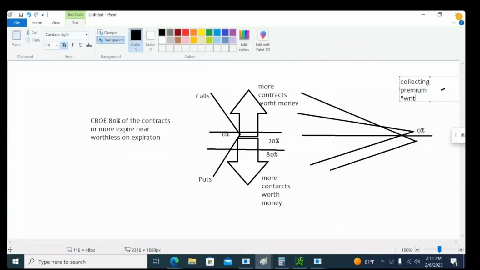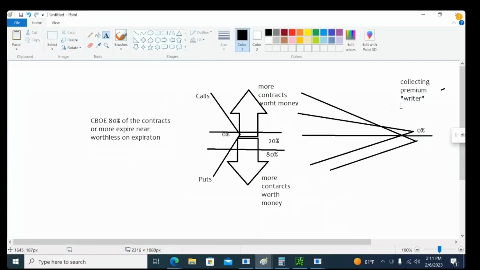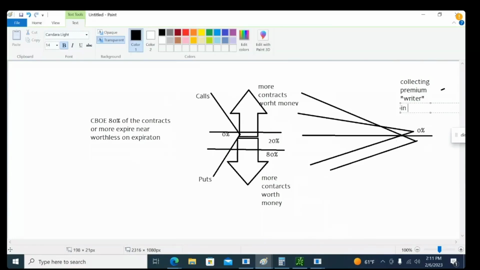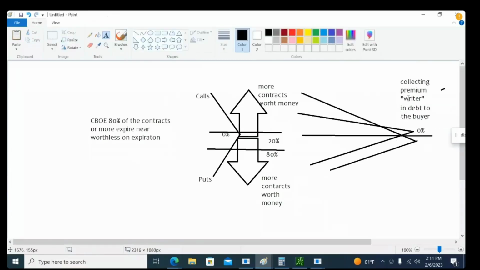So there's a rider over here that is in debt, like they're in debt to the buyer of the contract. Because it's a debt instrument, you sell it and you try to collect premium. So the buyer has small risk. These guys have a lot of risk.